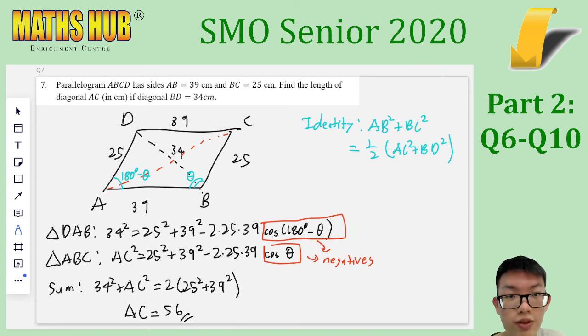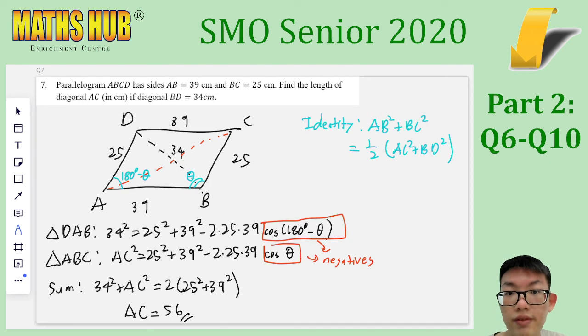A challenge to those of you who are familiar with vectors is that you can also show this using vectors by letting one of the sides be a vector A, the other side be a vector B, and then the two diagonals be A plus B and A minus B.